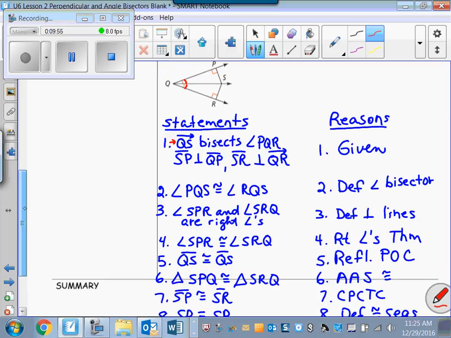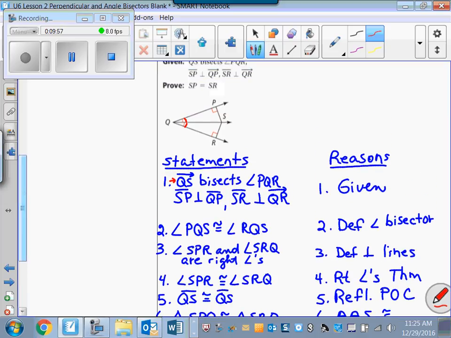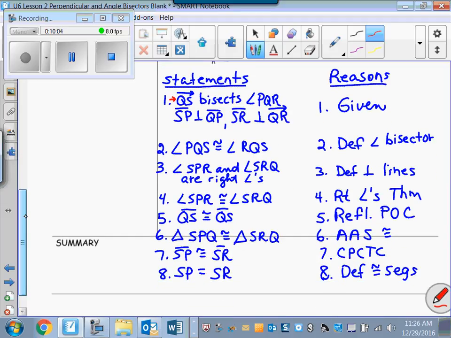Okay, let's see what else they told me. They gave me that this is perpendicular to this and this is perpendicular to this, so I'm going to go ahead and say those two angles are right angles. SPR and SRQ are right angles, and that's because of the definition of perpendicular lines. Okay, now that I know that, I'm just going to go right ahead and say that those two angles are congruent, because remember what I'm getting at is proving those two triangles are congruent. So the two angles are congruent by the right angles theorem.